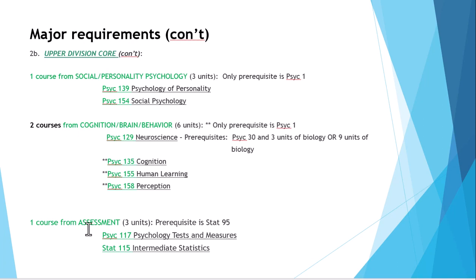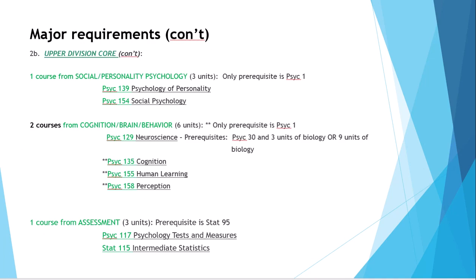So we're giving you the choice of taking either Psych 117, which is psychology tests and measures, or intermediate statistics, or Stat 115. Okay, so for the assessment courses, the upper division assessment courses, the prerequisite to enroll in these courses is completion of Stat 95. So you should have a basic foundation of elementary statistics before you enroll in either 117 or Stat 115. Okay?